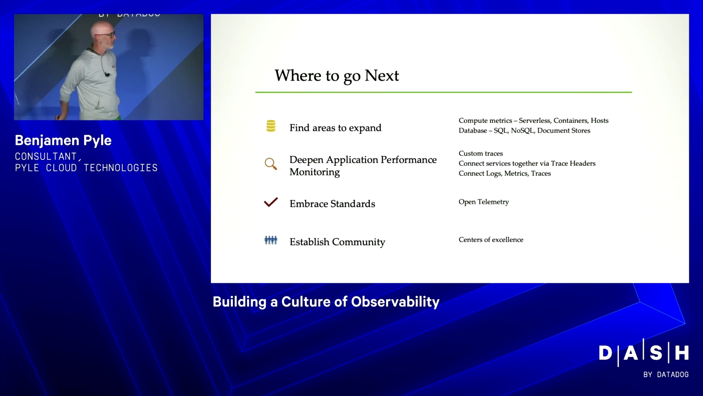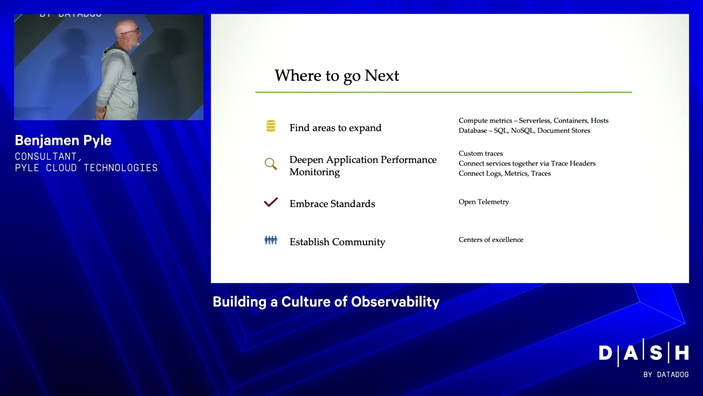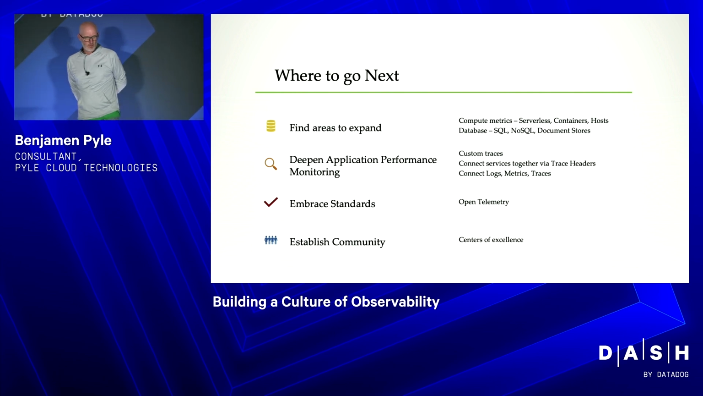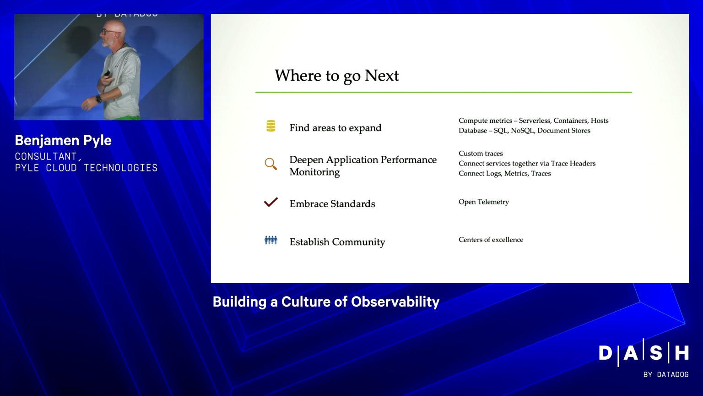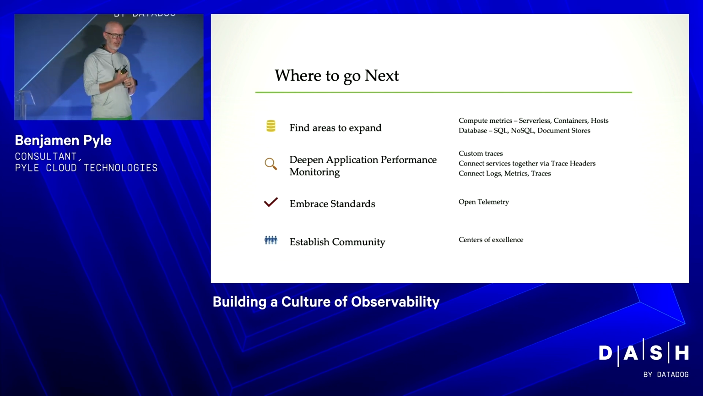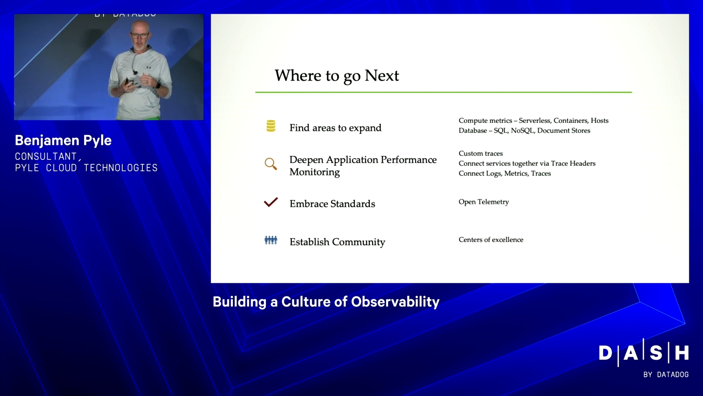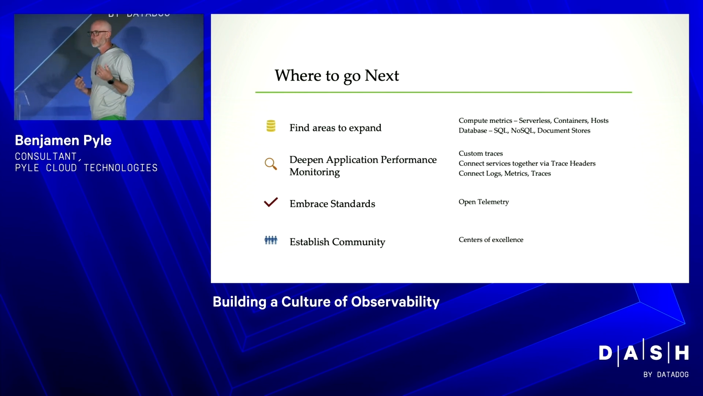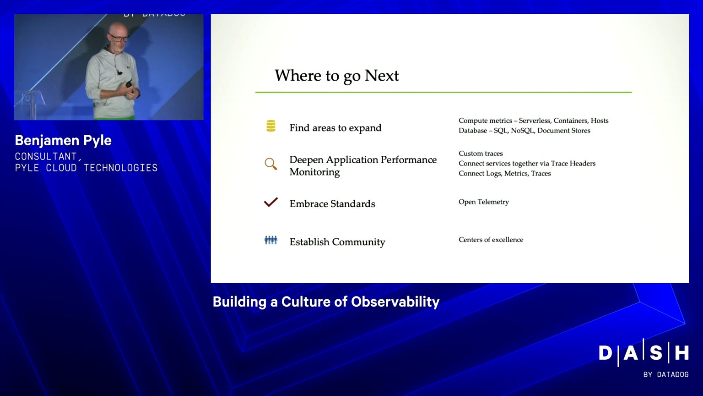So if I had started on this and I was getting going, these are the places I would want to go next. We've talked a lot about APM, application performance monitoring. I would dig into compute metrics. I would look into ways that I could extend my serverless, my containers, or my hosts. Every one of those platforms has something different: cold starts, latency, concurrency, memory usage, CPU usage.